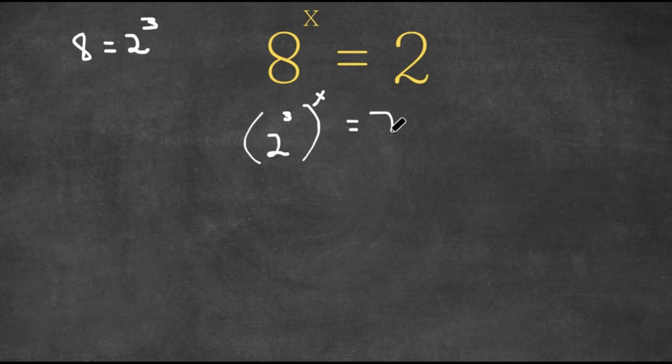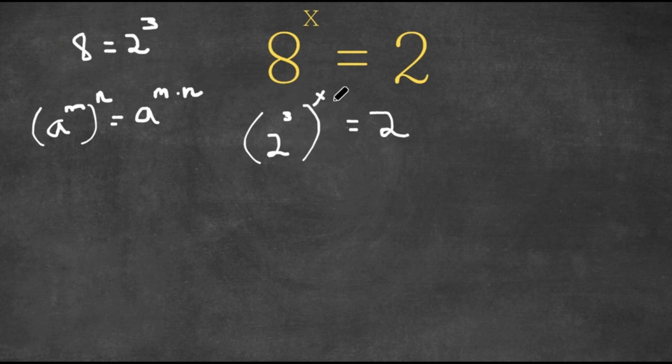equals 2. Now, if we have something in the form a to the power of m to the power of n, this is actually equal to a to the power of m times n. So for 2 to the power of 3 to the power of x, we would just multiply these two exponents, because 3 in this case is m and x is n. So this would be 2 to the power of 3 times x, and this equals 2.